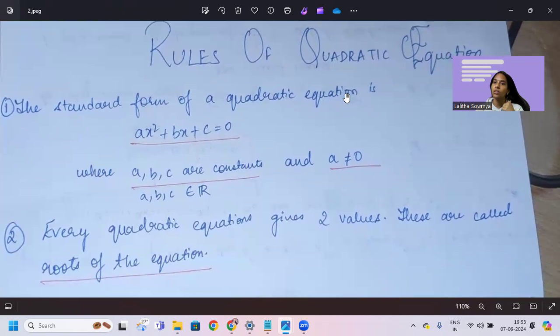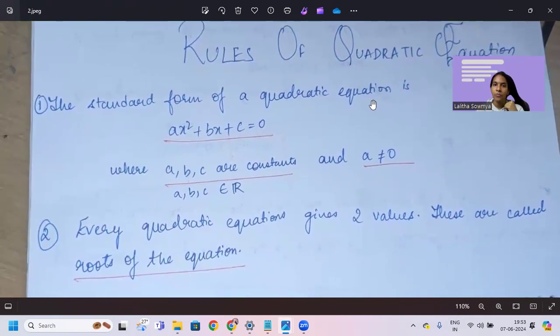Now, let's understand what are the roots of the quadratic equation. What is the standard form of it? How is it represented? Actually, it is represented in the form ax square plus bx plus c equal to 0, where a, b, c are constants. That means they are real numbers. In the real numbers, 0 is also a constant, right? But here a should not be equal to 0.